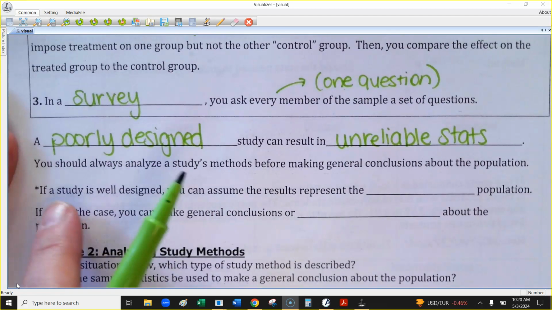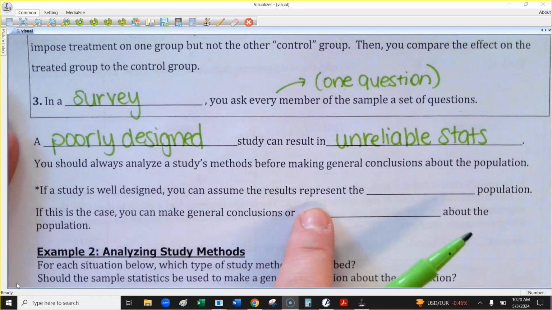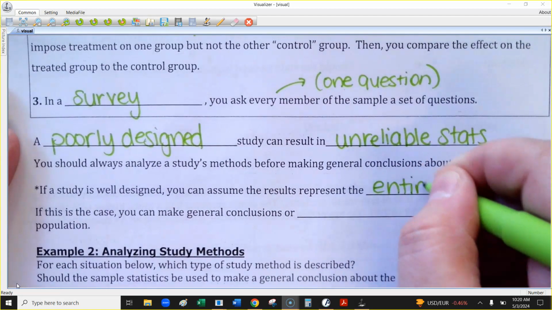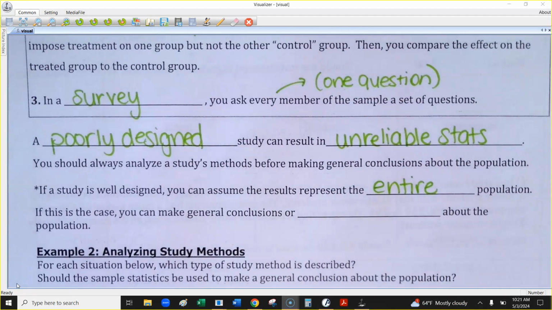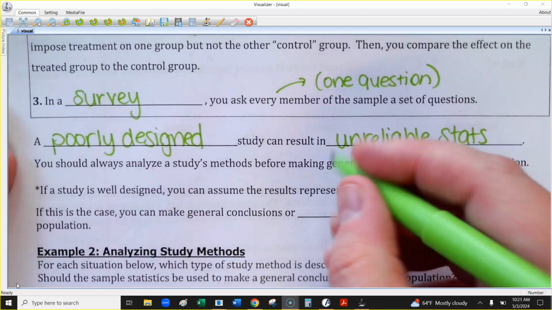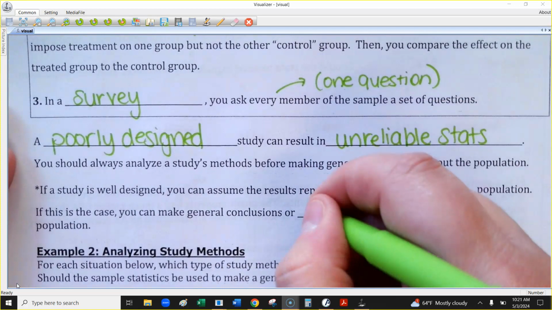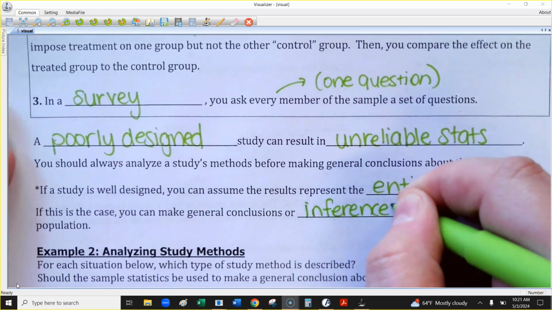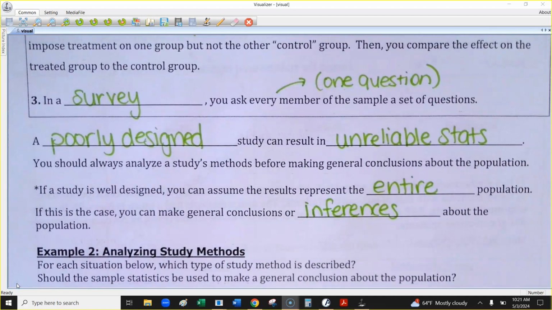Okay, if a study is well designed, you can assume the results are going to represent the entire population. So you're just going to do whatever your collection of data is to a sample, but if it's well designed, it can represent the entire population you're trying to look at. Okay, if this is the case, you can use that data to make general conclusions, or what we call inferences, about the population. That would be just general conclusions that you can draw from your data.